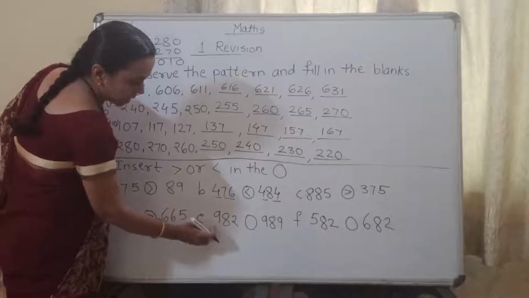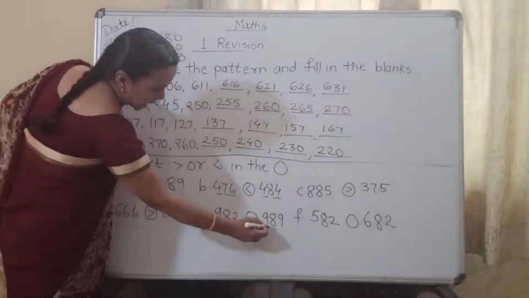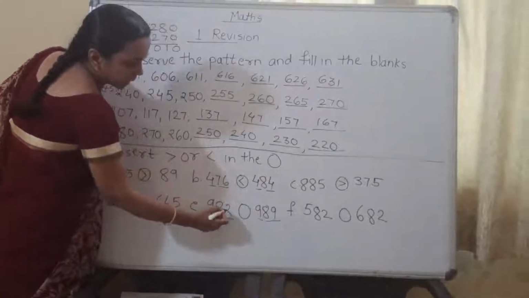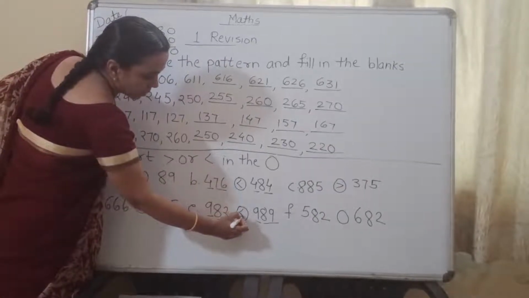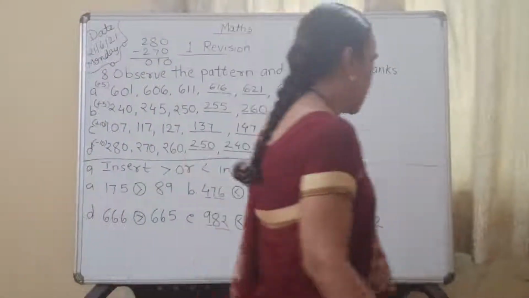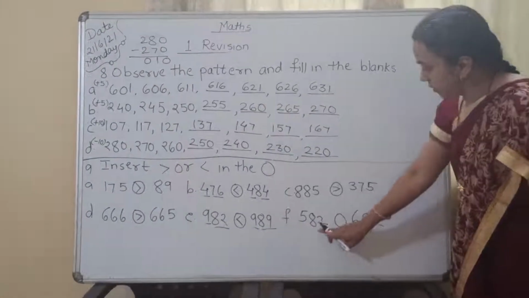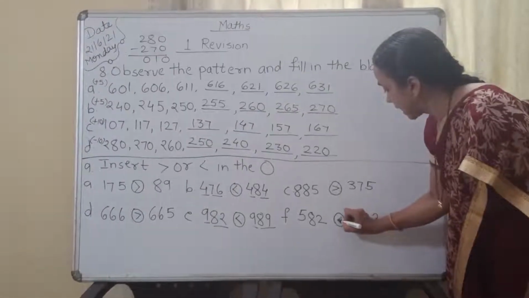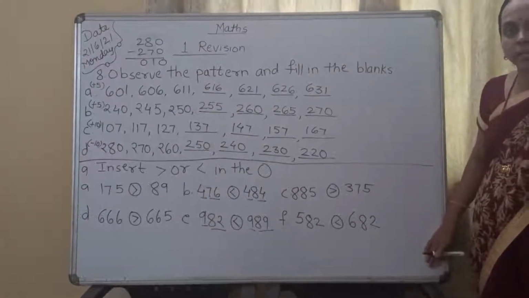Then next E example. 982, 989. Again this 9 and this 9 is common. 82 and 89. So among these 82 and 89, 89 is bigger. So we have to do this sign towards this 989, that is the bigger number. Now see F question. 582, 682. So which number is bigger here? 682. So do this sign here. Okay, so in this way you have to complete these questions in your textbook.